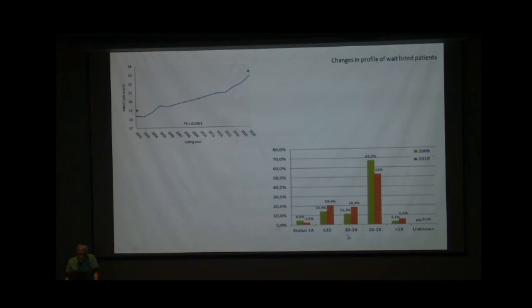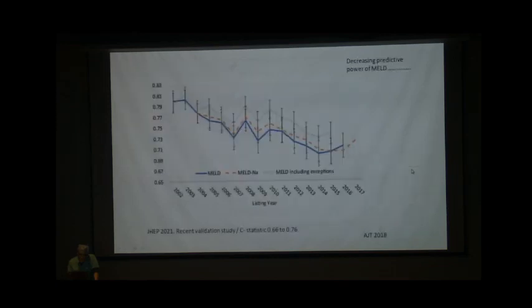If you see the MELD score more than 30 in 2019, almost 30% of the patients are on more than MELD 30 as compared to 15% of patients in 2009. And all that has caused the decrease in the predictive power of the MELD score over the years, especially if you assess it as a binary model, which is assessing the 90-day predictive mortality without taking contribution from the follow-up time. The concordance index has decreased from 0.8 to almost 0.6.